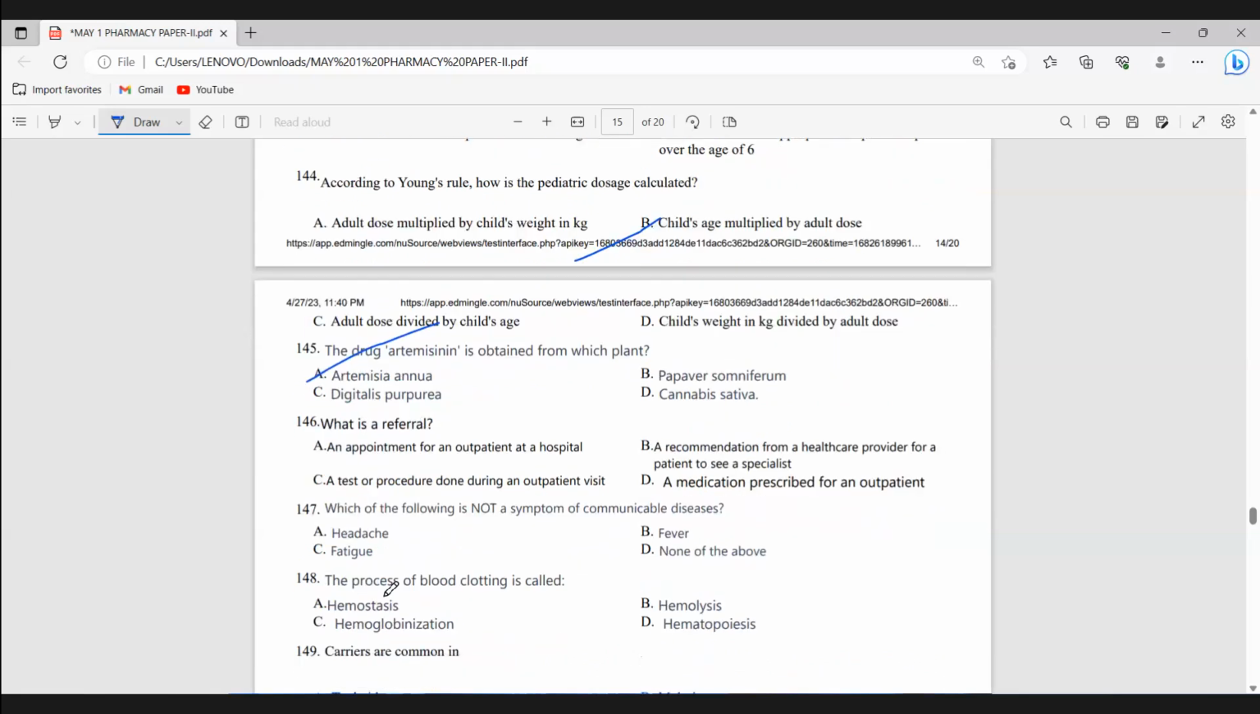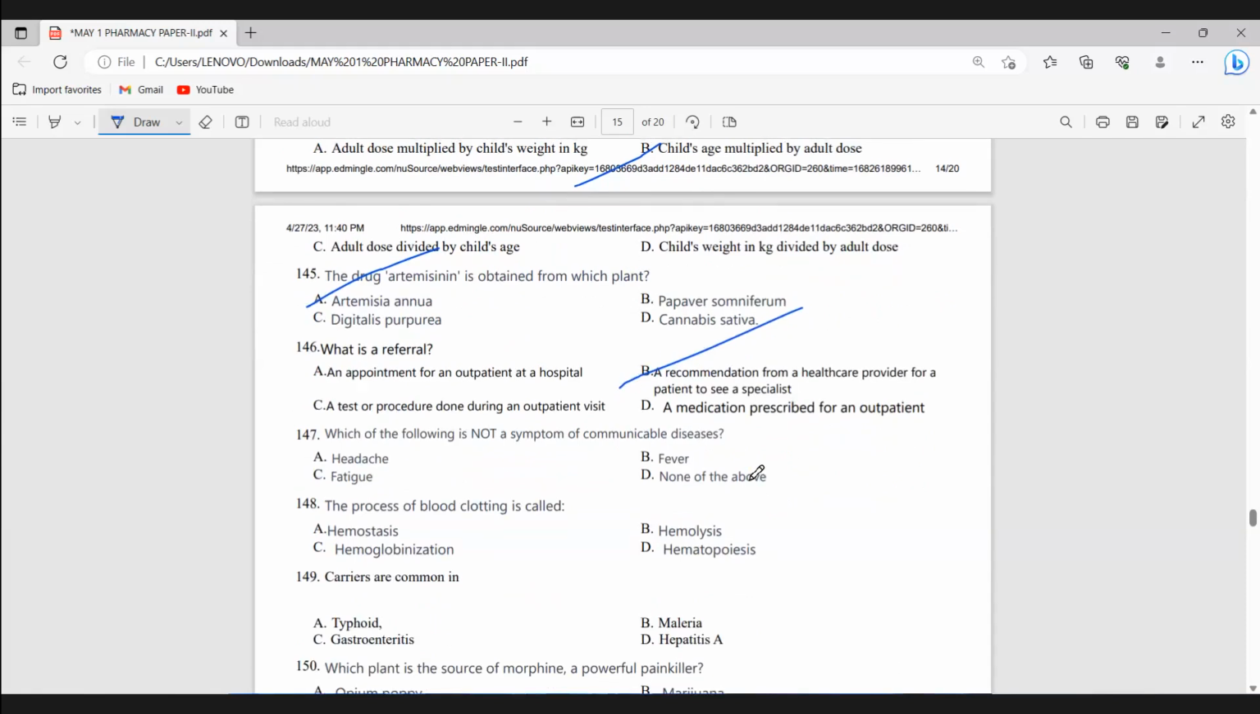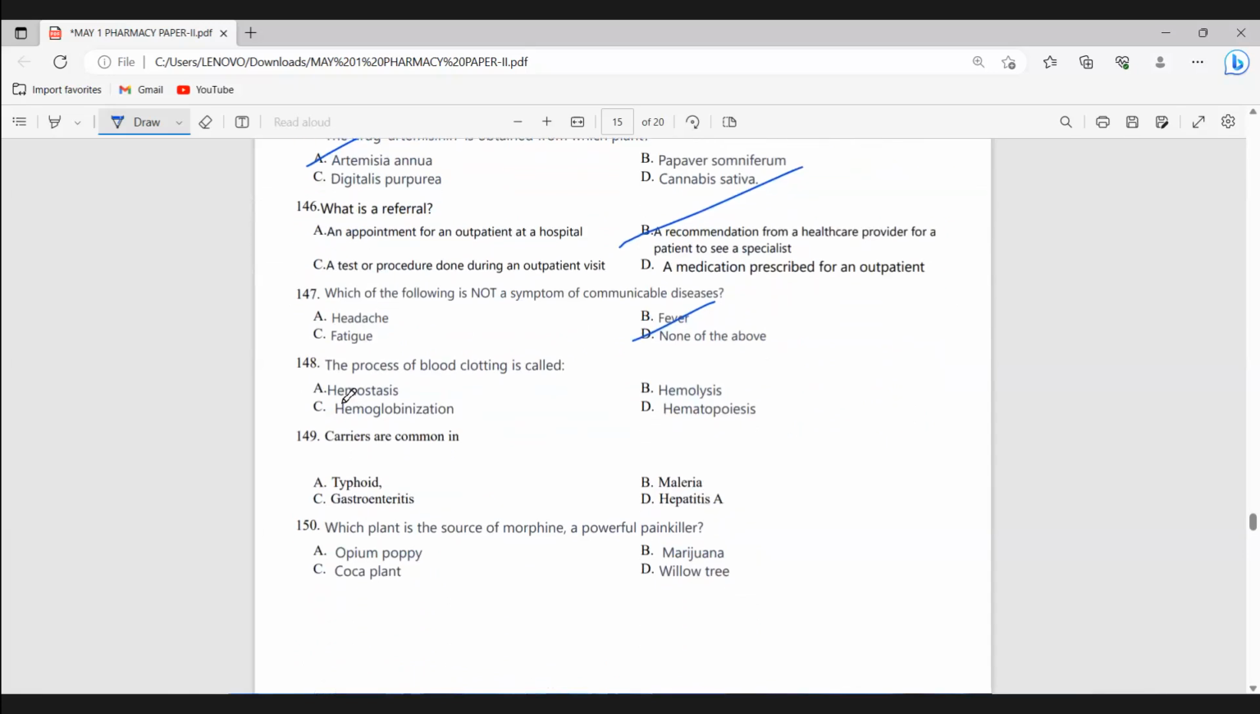Then 145, the drug artemisinin is obtained from Artemisia. Then 146, what is a referral? A referral is a recommendation from a healthcare provider for a patient to see the specialist. Then 147, which of the following is not a symptom of communicable disease? None of the above would be the answer. Then 148, the process of blood clotting is called as hemostasis.